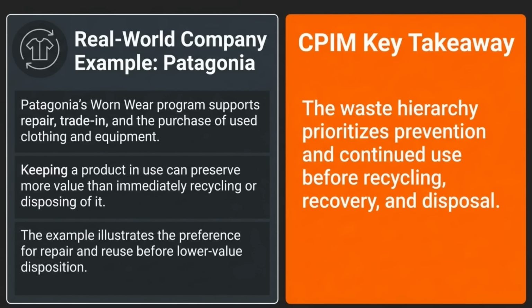Real-world company example: Patagonia. Patagonia's Worn Wear program supports repair, trade-in, and the purchase of used clothing and equipment. Keeping a product in use can preserve more value than immediately recycling or disposing of it. The example illustrates the preference for repair and reuse before lower value disposition. CPIM key takeaway: the waste hierarchy prioritizes prevention and continued use before recycling, recovery, and disposal.